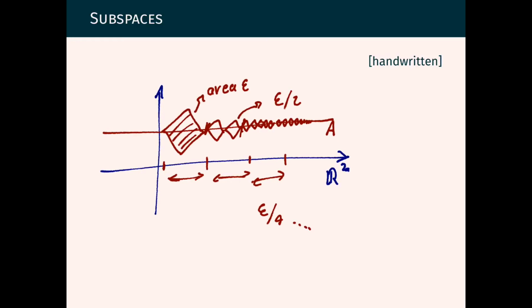And if we sum the area of all these rhombi, we get epsilon. And we can sum to the left as well, so we get epsilon over 2. In the end, we get 3 epsilon over 2. So the measure of the subspace A is bounded from above by 3 epsilon over 2. Since this is true for every epsilon, we can conclude that the measure of A actually is equal to 0.